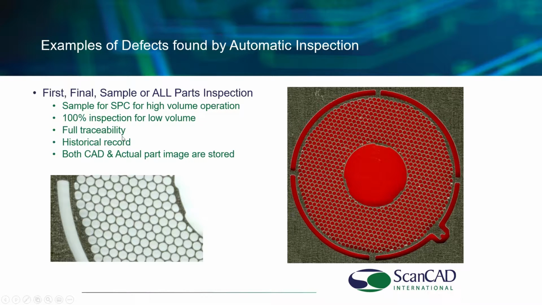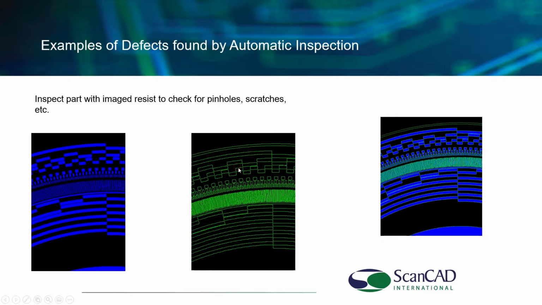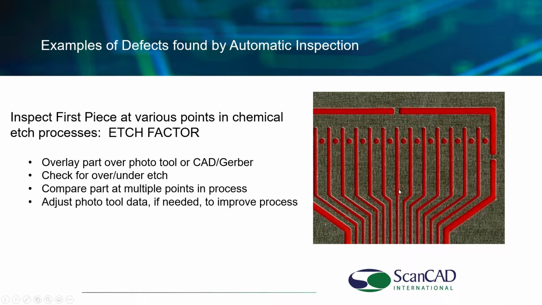We're giving you full traceability. Every time you perform an inspection, the color image, the CAD data, any errors, hopefully no errors, are all stored in your historical record. So it supports your ISO certification. Again, we can use CAD data or an actual part when we're performing that inspection. Here's an example for some other types of surface defects that we're inspecting for, scratches, those kinds of things.